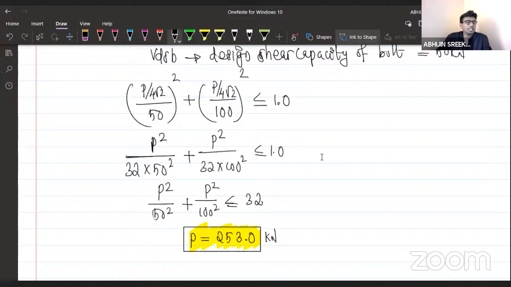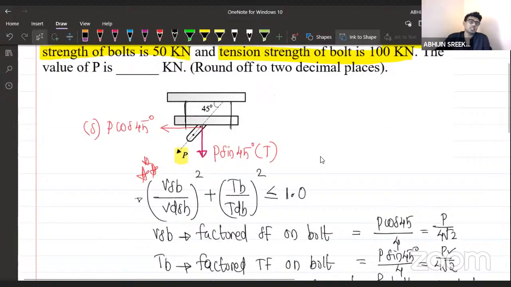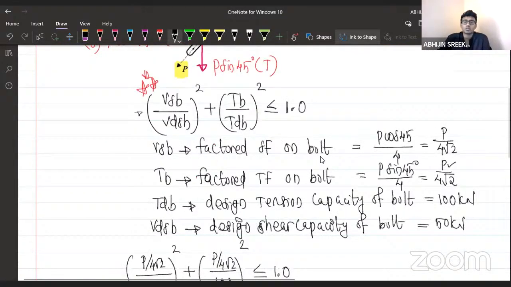Right. So ultimately, you have to remember this equation. This is what is important. Remember this equation. Very, very important. Remembering this is recommended: (VSB divided by VDSB) the whole square plus (TB divided by TDB) the whole square should be less than or equal to 1.0.